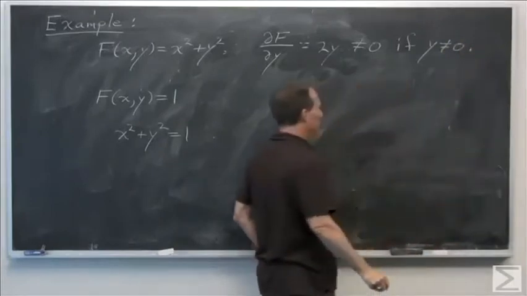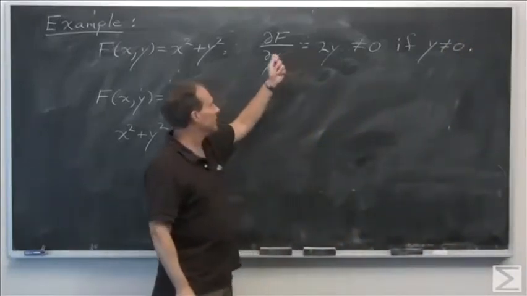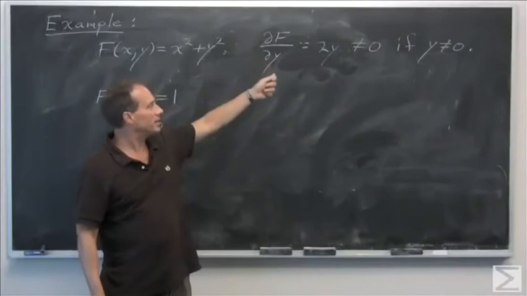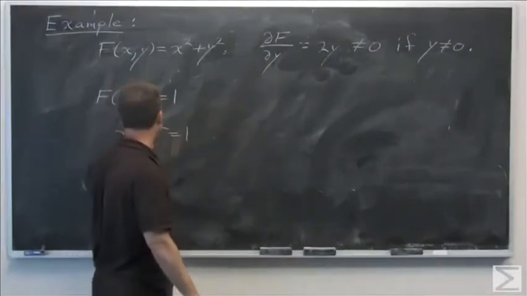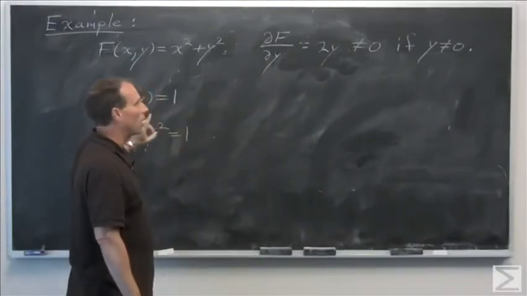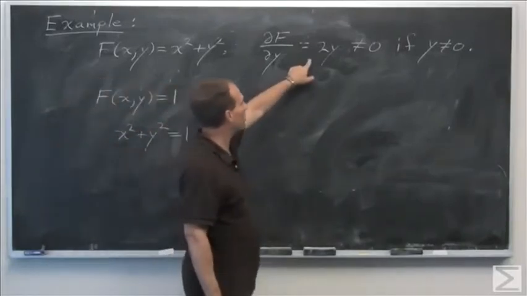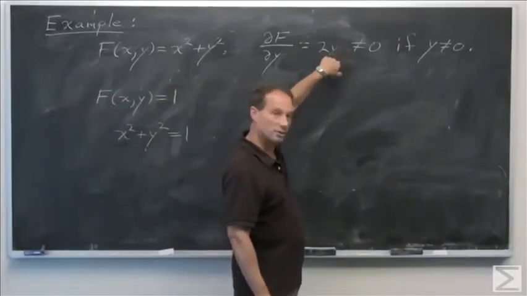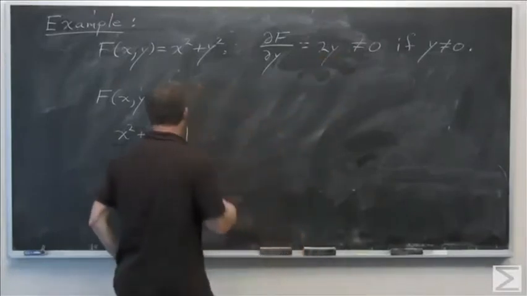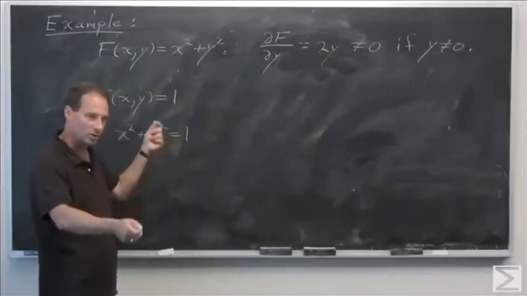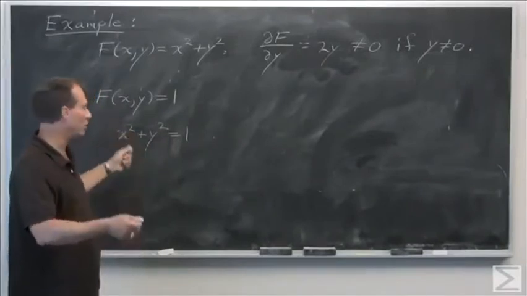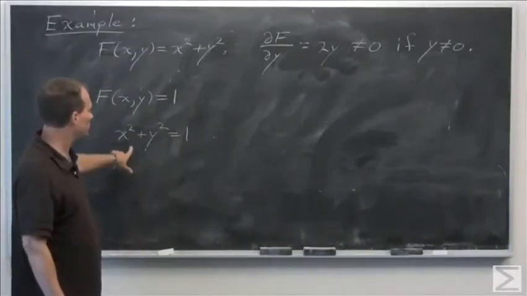So the implicit function theorem tells us that yes, at least near a point where y is not 0, a point on this level curve, where y is not 0, we can implicitly solve for y in terms of x because this partial derivative is not 0. Well, that's what we found before. As long as y wasn't 0, as long as we weren't at those 2 points on the x-axis, we could solve for y.